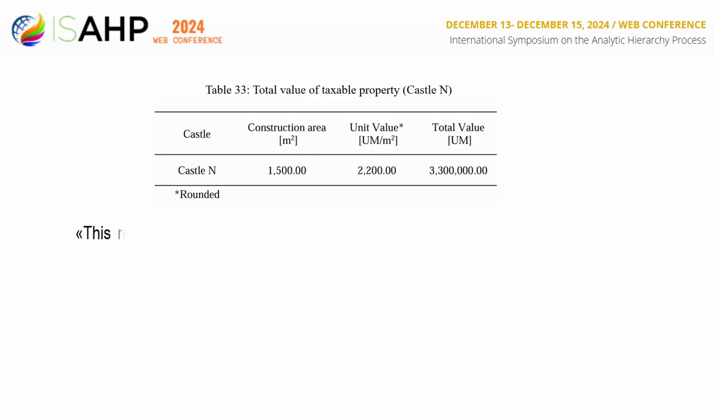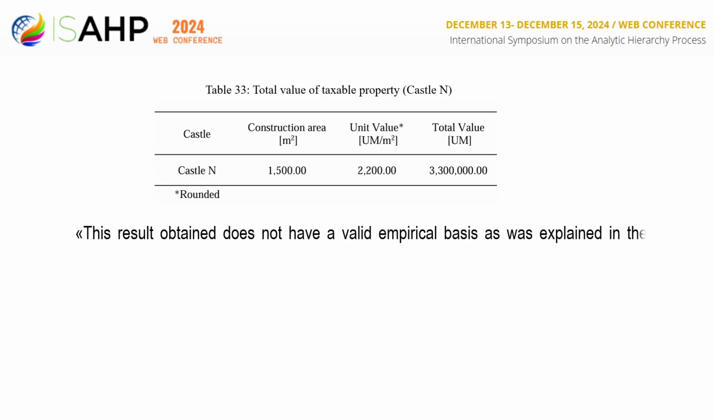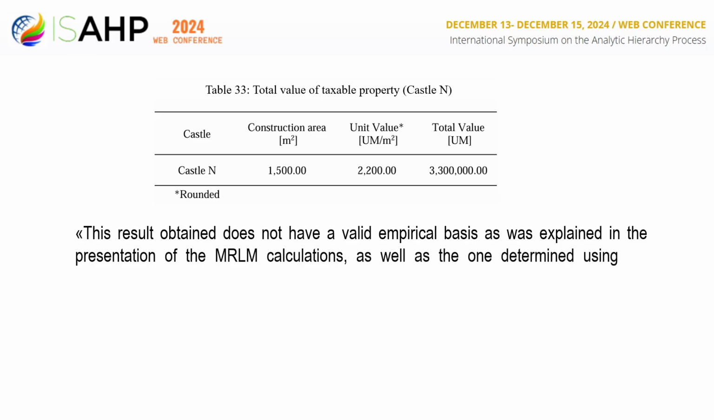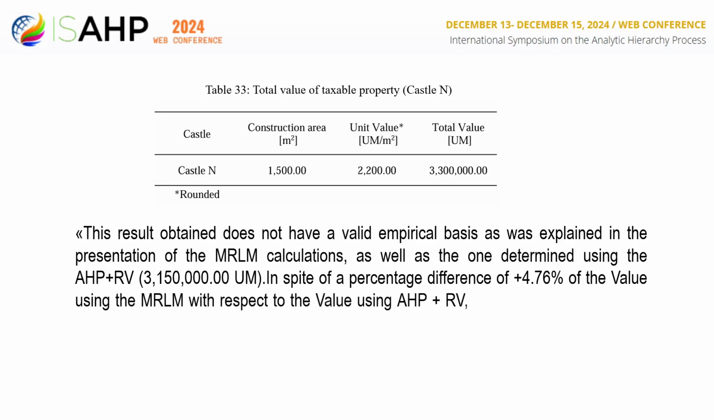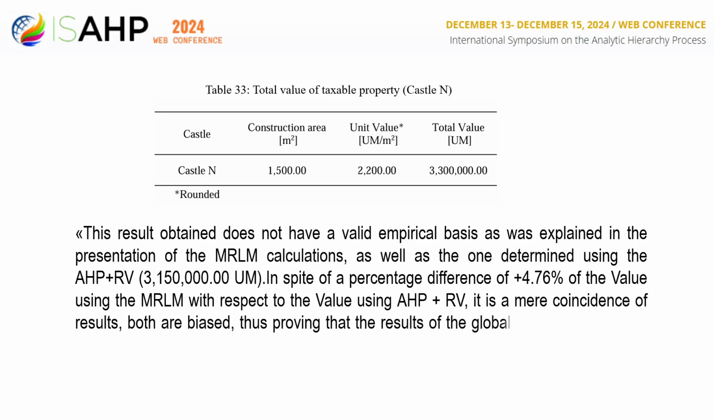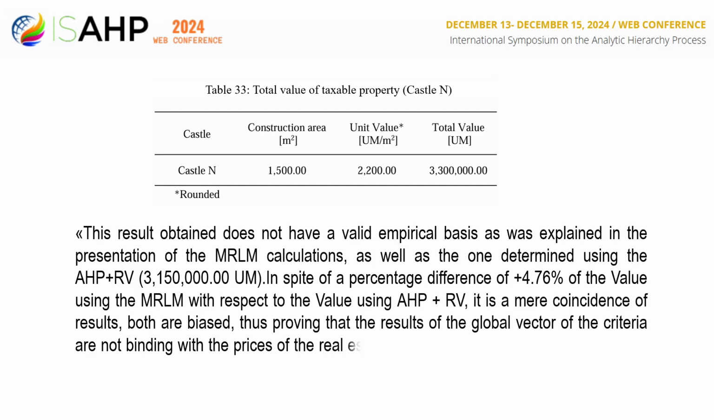This result obtained does not have a valid empirical basis, as was explained in the presentation of the MRLM calculations, as well as the one determined using the AHP+RV, 3,150,000.00 MU. In spite of a percentage difference of plus 4.76% of the value using the MRLM with respect to the value using AHP+RV, it is a mere coincidence of results. Both are biased, thus proving that the results of the global vector of the criteria are not binding with the prices of the real estate market.